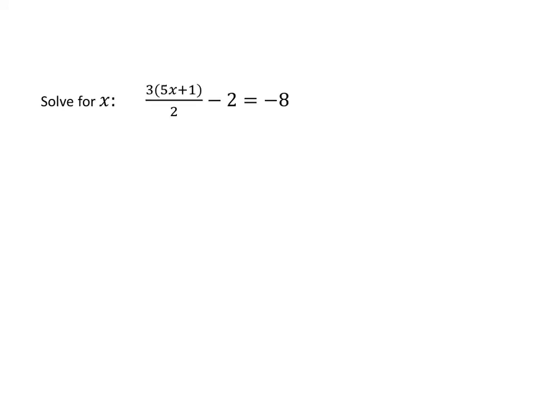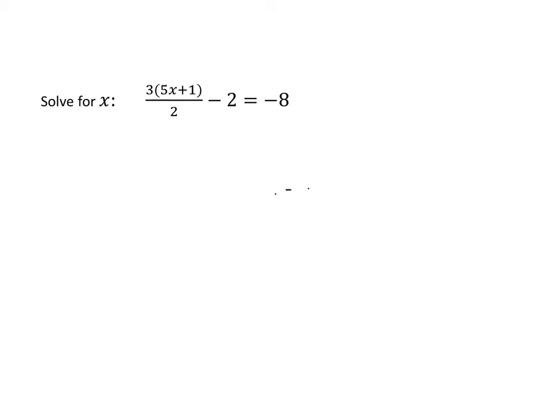Okay, and now let's see a slightly more challenging question, just so that you can see the full scope of what we're doing. Again, let's start by working out how this formula is built up. When you're working out how it's built up, think about how you would substitute. If you were substituting in a value for x, what would you do? You would have to multiply by 5, then add 1, then multiply by 3, then divide by 2, then subtract 2, and that would equal -8.